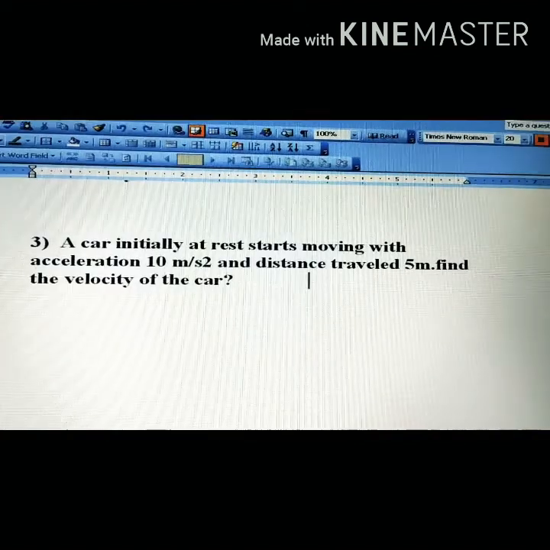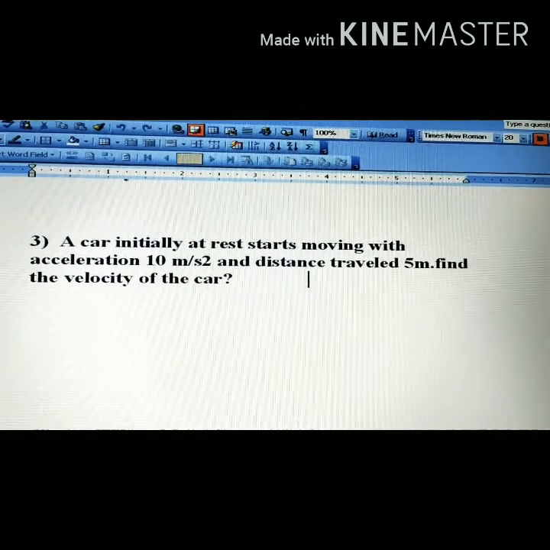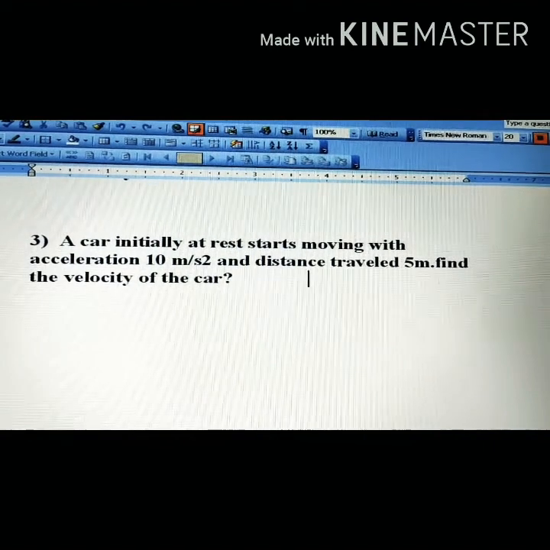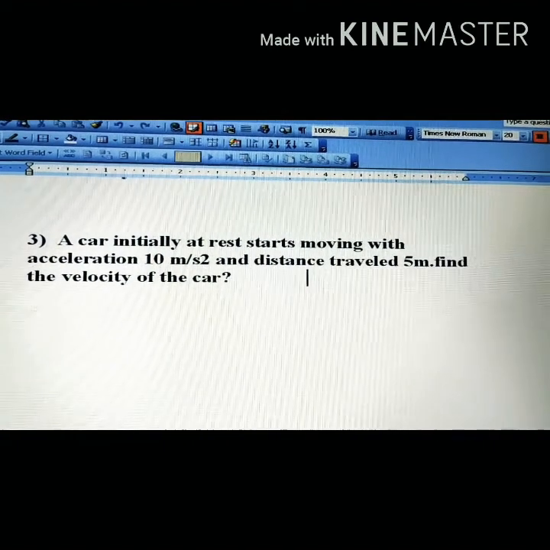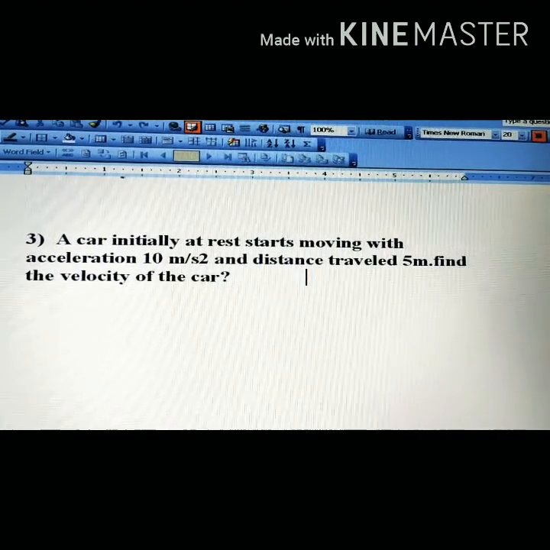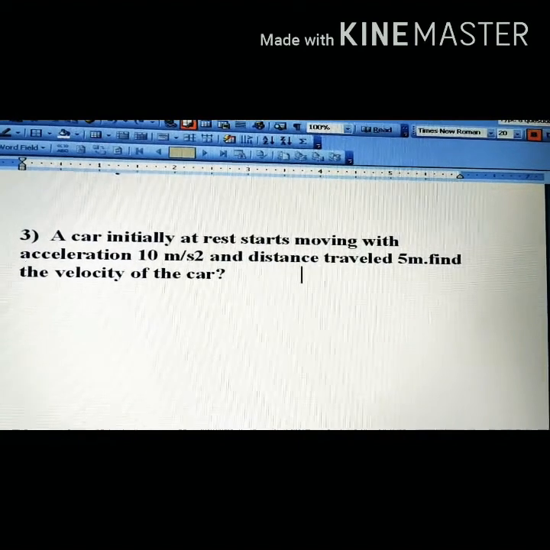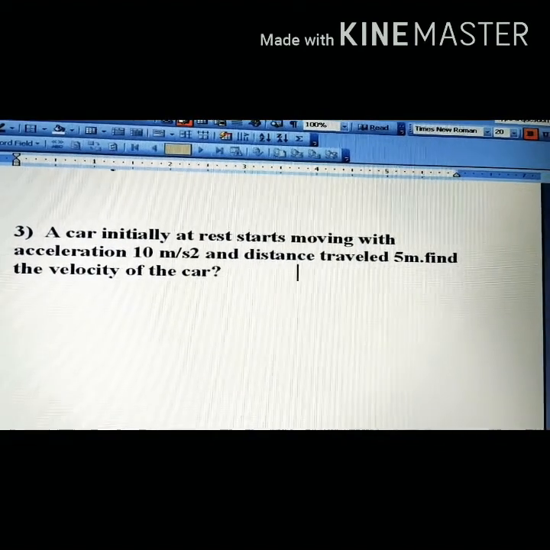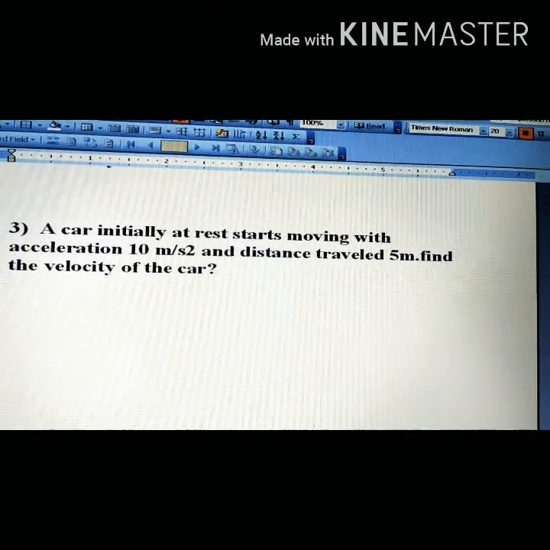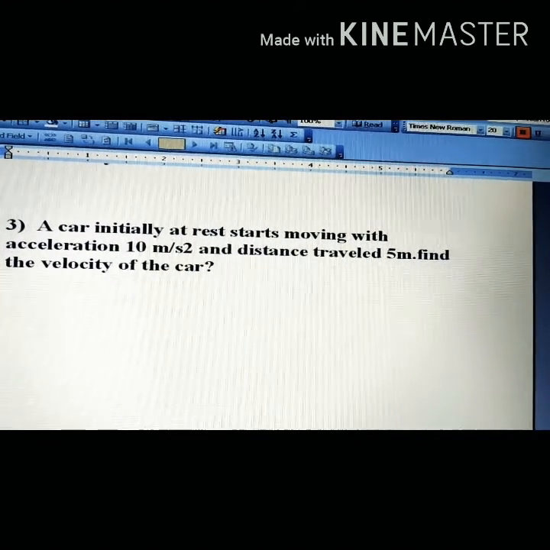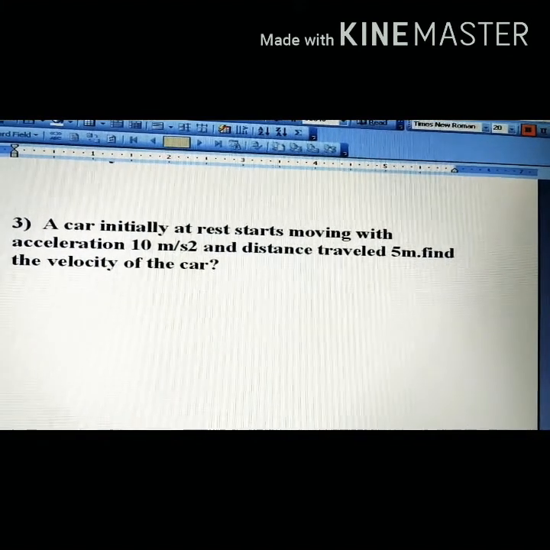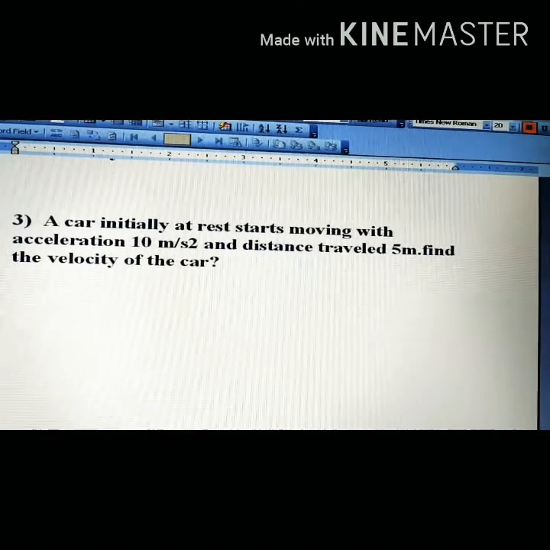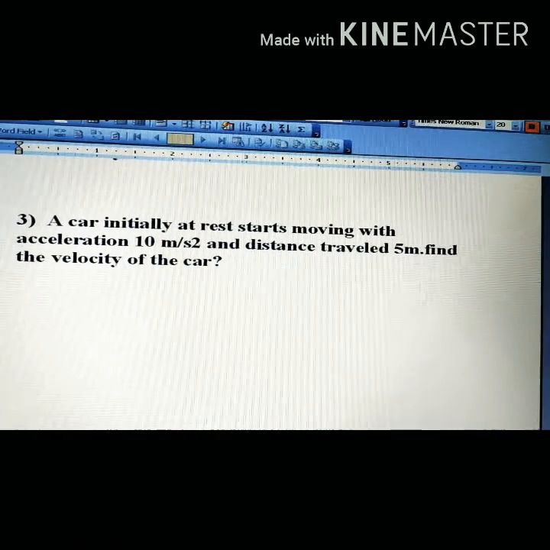In the next problem, the car is initially at rest and starts moving with acceleration 10 meter per second square and covers a distance of 5 meter. We want to find the velocity of the car. Acceleration and distance are given. We want to find the velocity of the car v. Okay, let's do our third problem.